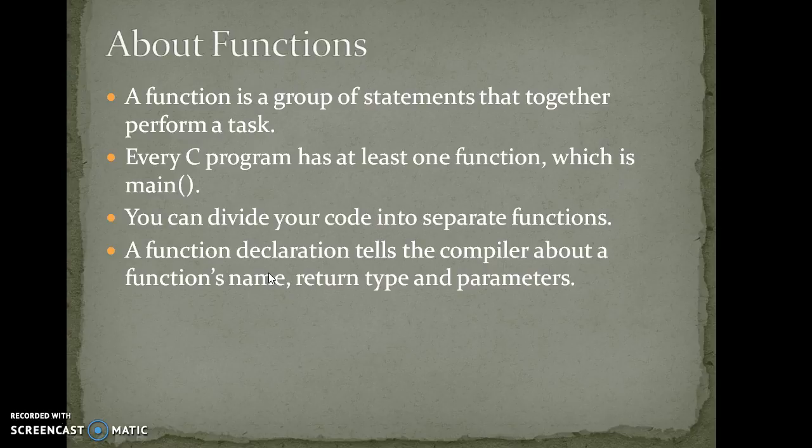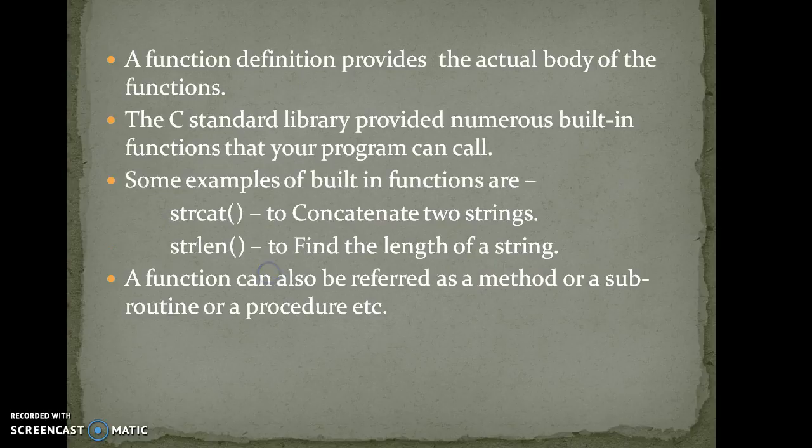A function is a group of statements that together perform a task. Every C program has at least one function that is called a main function. You can divide your code into separate functions. A function declaration tells the compiler about a function name, return type, and parameters. A function definition provides the actual body of the function.